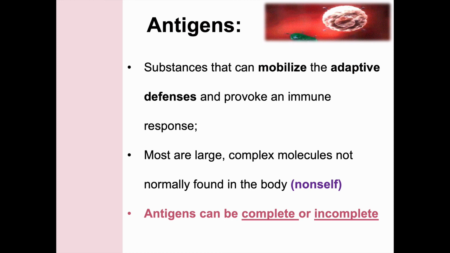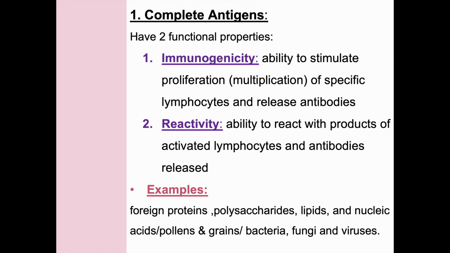So most antigens are large complex molecules that are normally found in the body. Antigens can be complete or incomplete. What are complete antigens? They have two properties: immunogenicity and reactivity. The ability to stimulate proliferation of specific lymphocytes and release of antibodies is called immunogenicity. Reactivity is the ability to react with products of activated lymphocytes and the antibodies released. Examples are foreign proteins, polysaccharides, lipids, nucleic acids, pollen grains, bacteria, fungi and viruses.